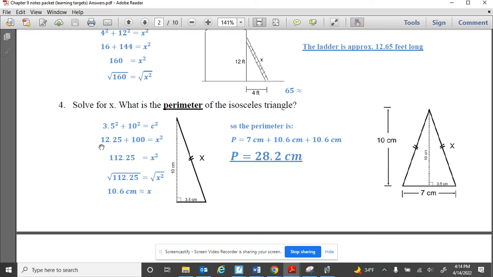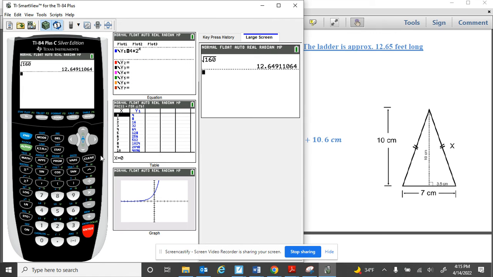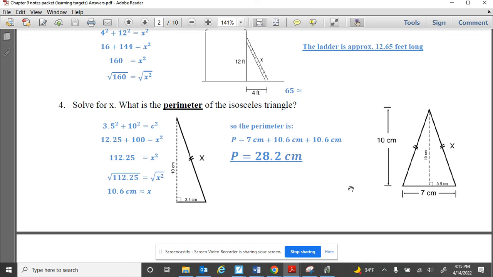So 3.5 squared is 12.25, and 10 squared is 100. Then I'll add these together to get 112.25. Then, just like we did before, we need to get rid of that squared, so we take the square root. It's going to be the square root of 112.25, and we get 10.6. So there we go, 10.6 is one side, and the other side will be 10.6 as well.